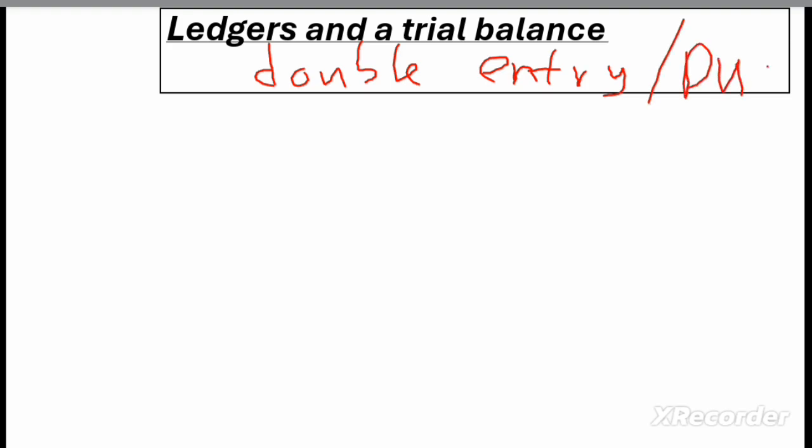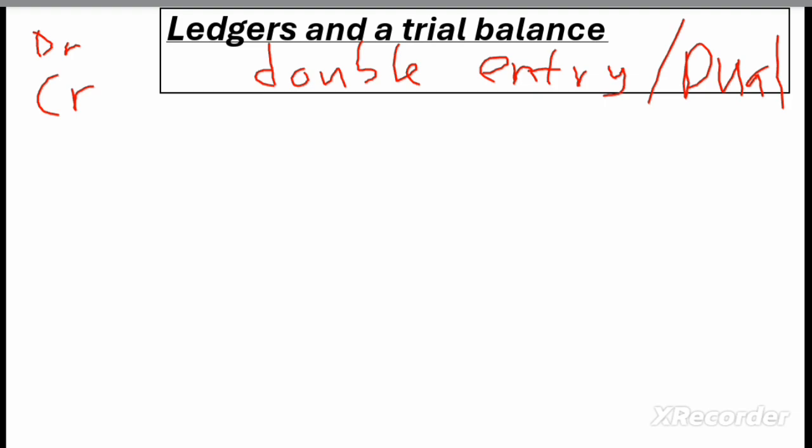So we cannot do ledgers without applying the double entry. We have to know what the double entry is. The double entry system, also called the dual aspect, states that for every debit entry, there is a corresponding credit. Which means a transaction has two effects. For each transaction, there are two accounts: the one that is debiting and the one that is crediting.